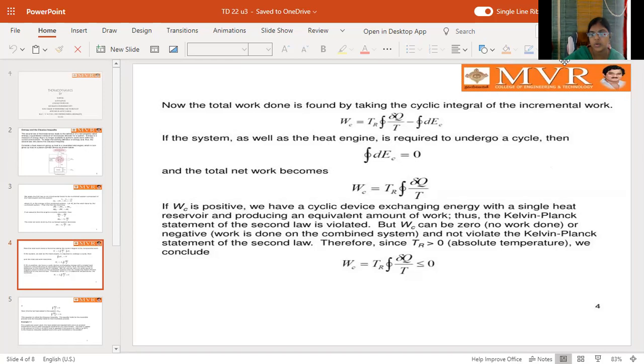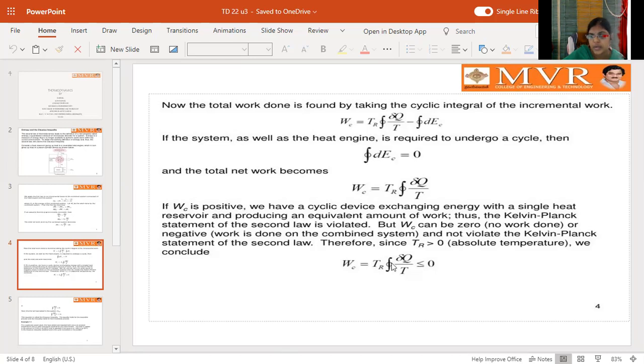What is in and what is out? Because it is a cycle, it is equal to 0. So WC is equal to TR into the cyclic integral of delta Q by T, and here, have you got the Clausius inequality? If the combined work done is positive, it violates the Kelvin-Planck statement of the second law of thermodynamics.